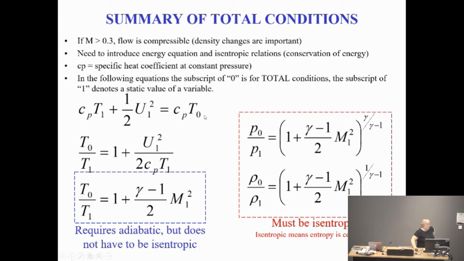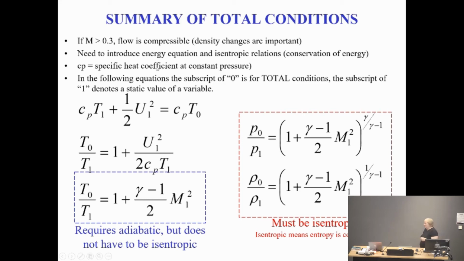So in the maths, 0 tends to be total. 1 is a region, the region before we encounter the vehicle. Region 2 is after we've encountered the vehicle. So therefore, for our total temperature, we've got Cp. This time the Cp is specific heat coefficient.